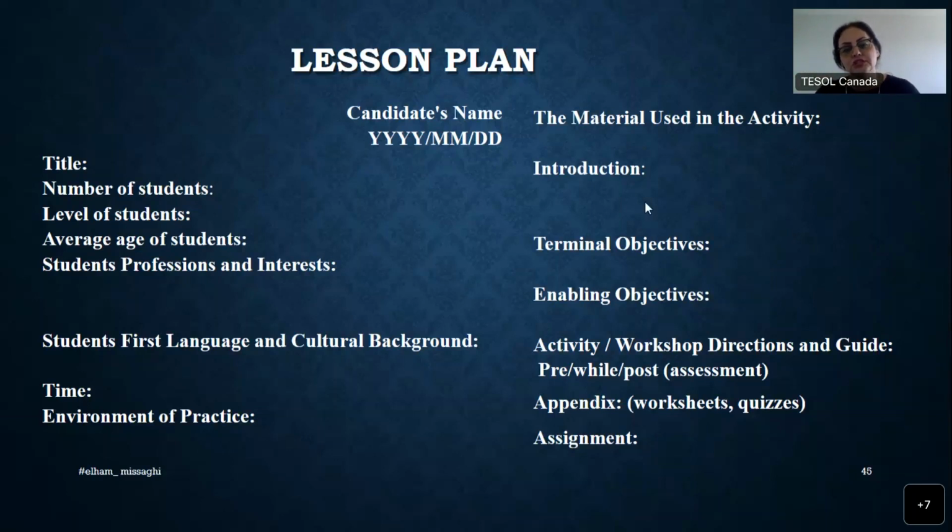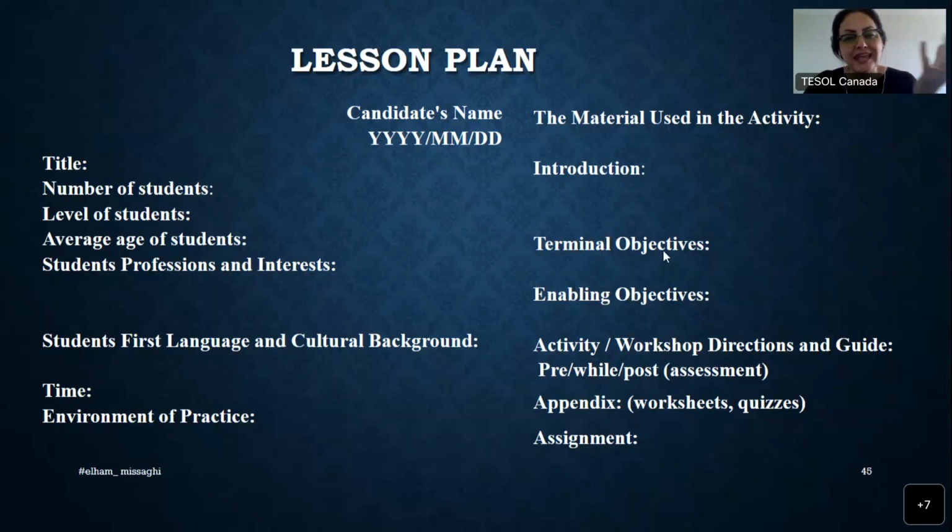Introduction. In the introduction, how do you start the class? So here write about warm up and leading. How do you start the class? And then how do you lead your students to the new lesson? How to put your students in the context? That goes for introduction. Terminal objective and enabling objective.